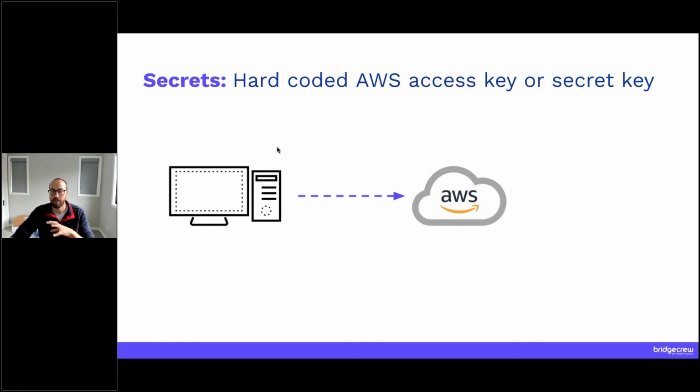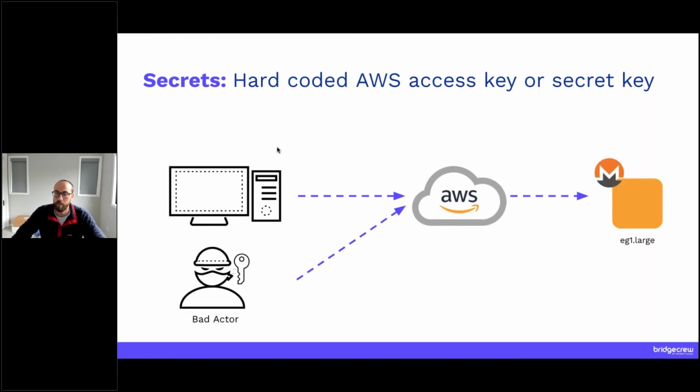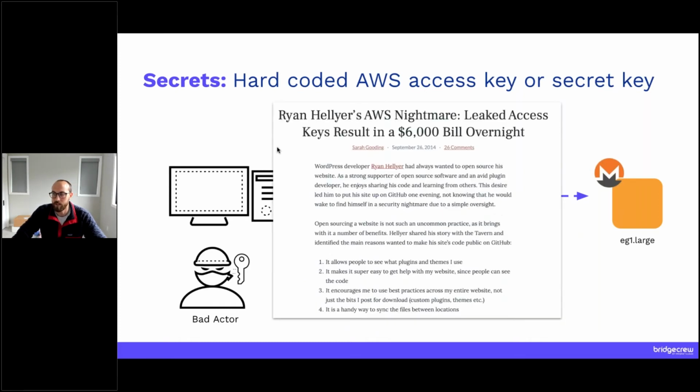It gives you the same access that your user has. And so if somebody has access to both the AWS access key and secret key, they can do all the things that you can do in AWS. An example of this might be if a bad actor gets a hold of these keys, they might spin up a whole bunch of GPU instances to mine Monero cryptocurrency. And this may seem abstract or unlikely, but this has really happened.